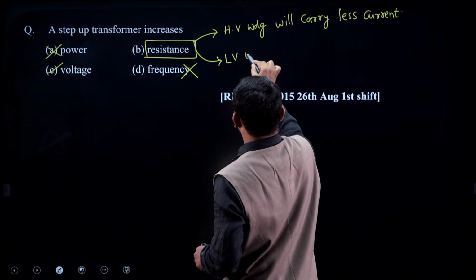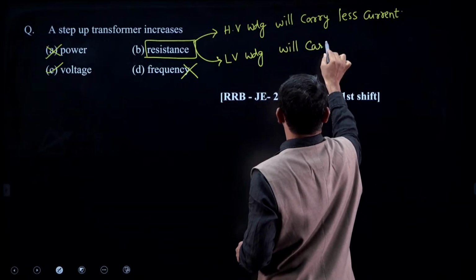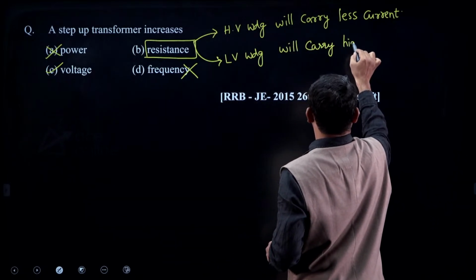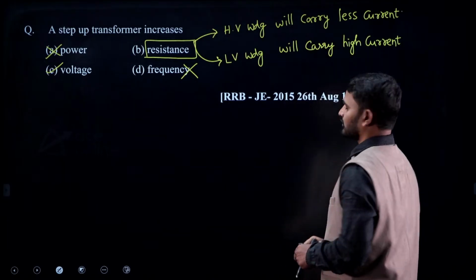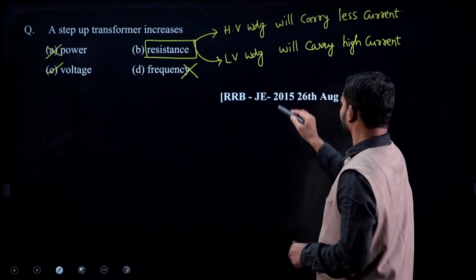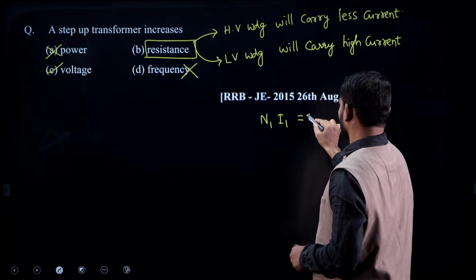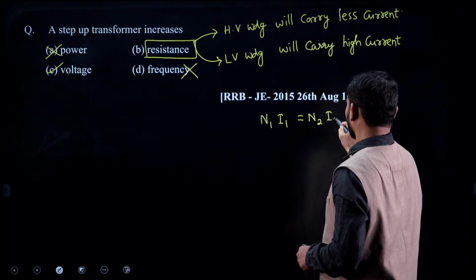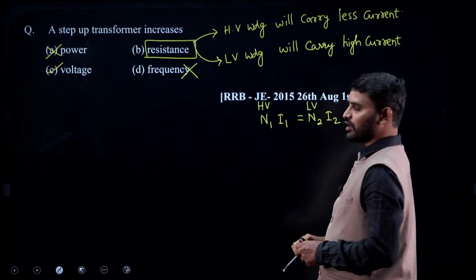Low voltage winding will carry high current. Remember this point. Okay, you know why? Let me write N1 I1 equals N2 I2. N1 I am writing as high voltage winding, N2 I am writing as low voltage winding.